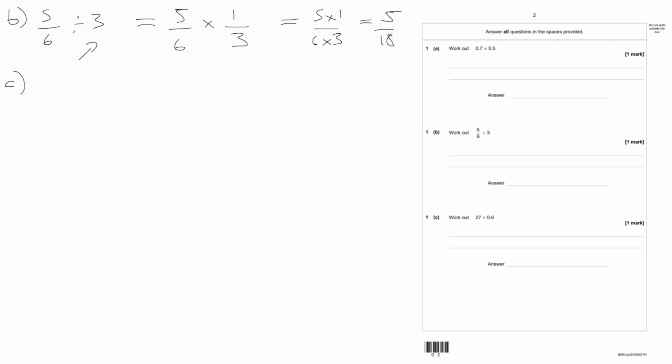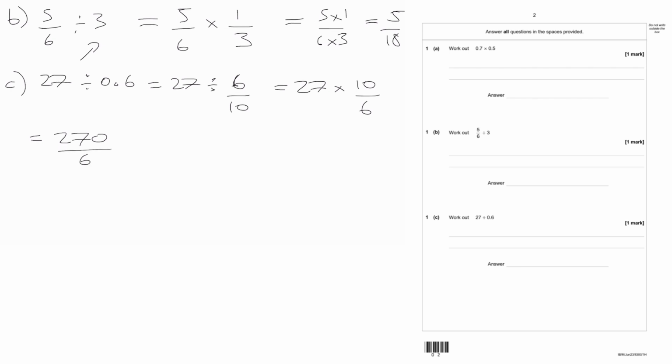And again, for part C, we have 27 divided by 0.6. So this is the same as 27 divided by 6 over 10, and is therefore the same as 27 times 10 over 6. And this gives us 270 over 6. We can just divide top and bottom by 2, and we get 135 over 3.